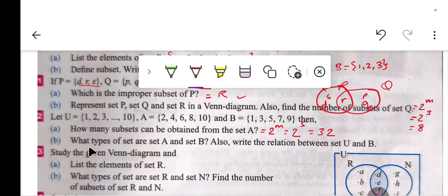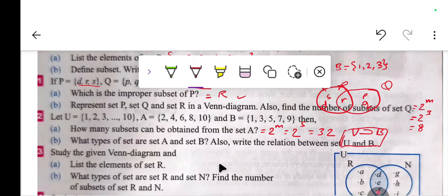Answer. What type of sets are set A and B? Let's see if there is anything common or overlapping. No common element, so they are disjoint sets. Write the relationship between U and B. You know the universal set is always the bigger one and all the sets are subsets of the universal set. So we can write U is the superset of B. It means B is the subset of U. This is the relation for this question.